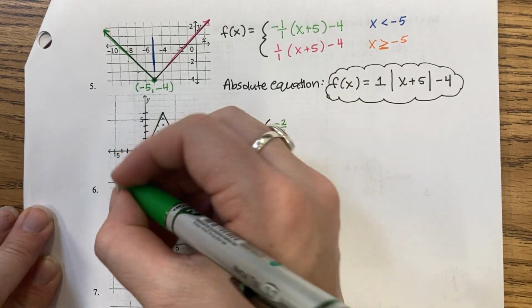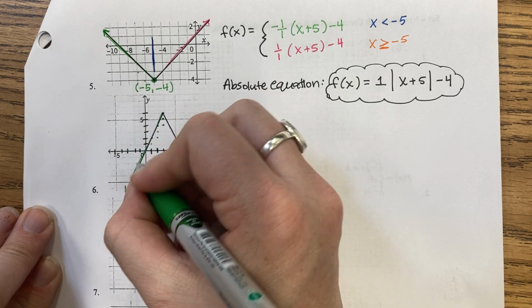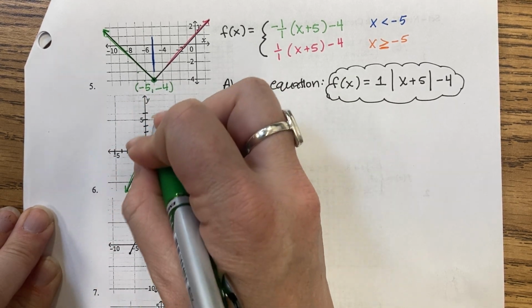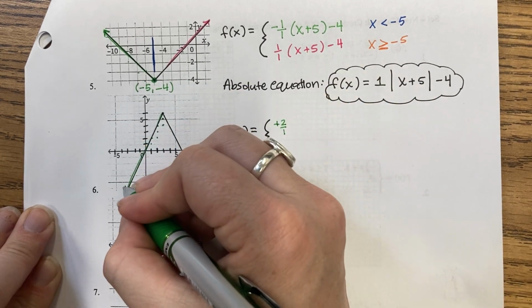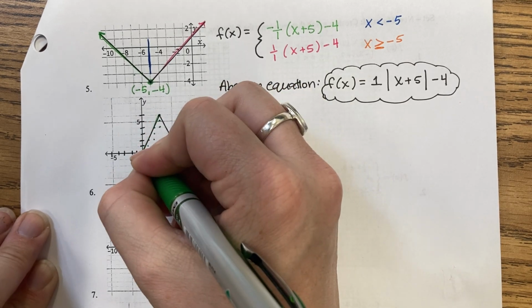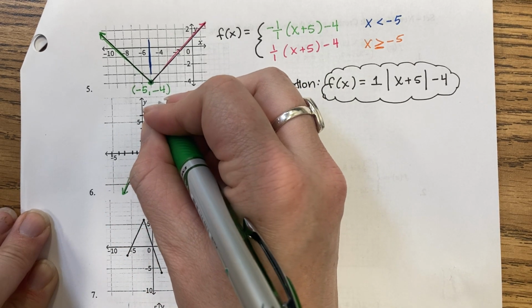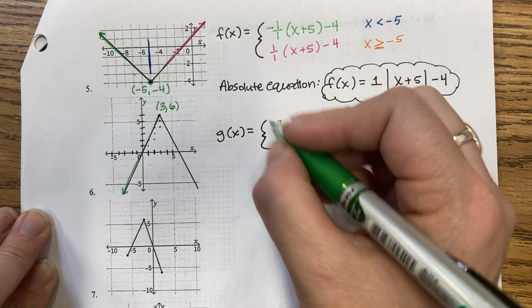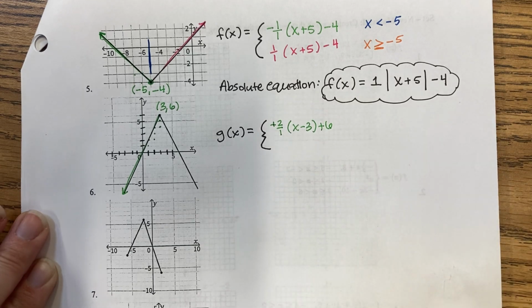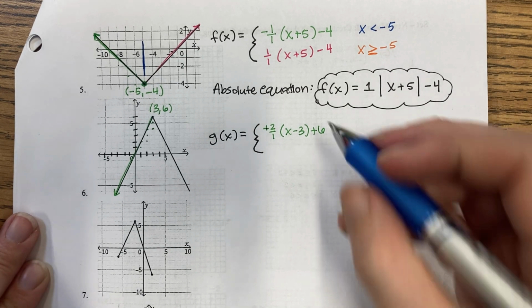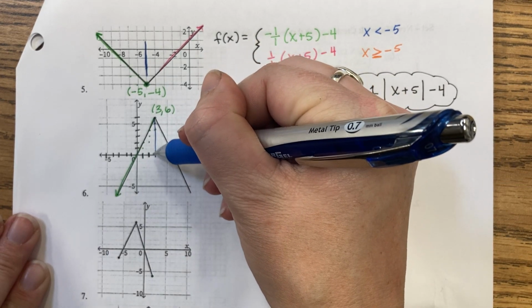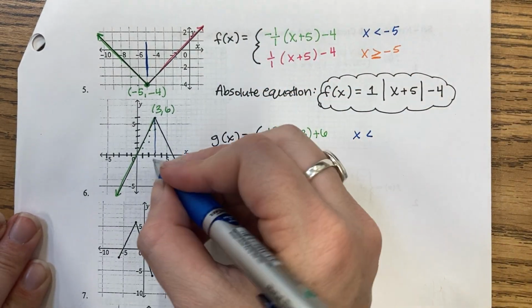I lied. Sorry, I lied. It's going up 2 over 1. As I read left to right, it's increasing. Sorry, this side's going up 2 over 1. The vertex is at 1, 2, 3, up 6. So I'm going to say x minus 3 plus 6. And that is when x is to the left of 3.